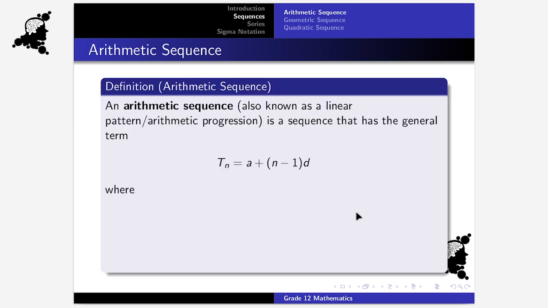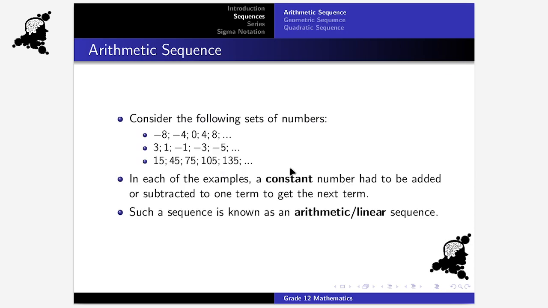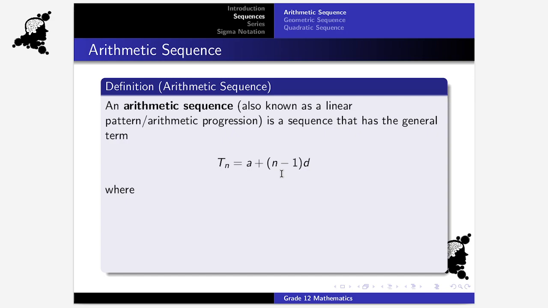And the number that we keep on adding to one term to get the next is referred to as the common difference. Now let's have a look at the next slide. So the definition of an arithmetic sequence or linear progression: this is a sequence that has the general term Tn equals a plus open bracket n minus 1 times d.